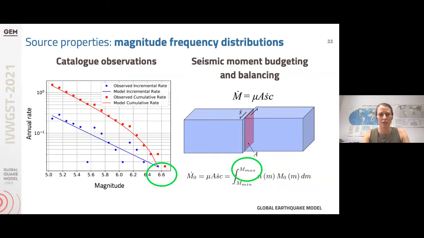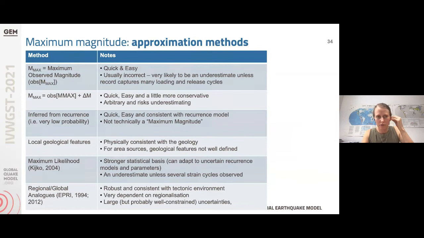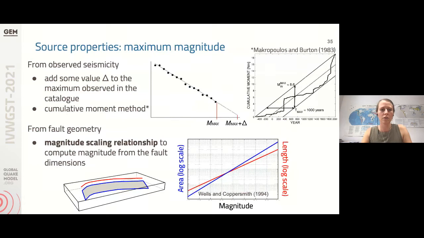There are a number of different approximation methods for maximum magnitude that range from using the catalog, to taking a look at the geological features that are actually producing the earthquakes, to finding analogs in other similar tectonic environments. I'll go through a few of these here. The first two are from observed seismicity. On the left, we have an MFD that ends with an Mmax observed in the catalog and then has a delta value, maybe 0.3, 0.5, added to the maximum observed earthquake in the catalog.